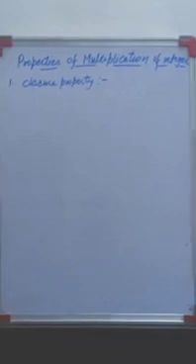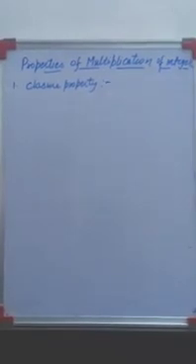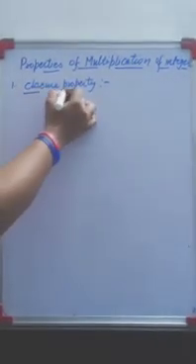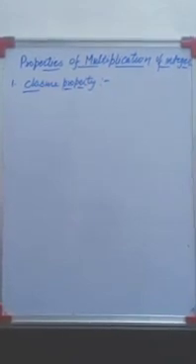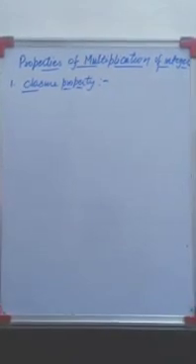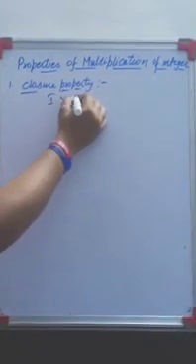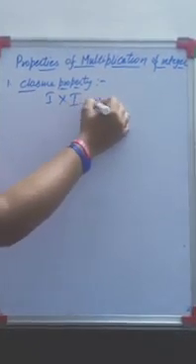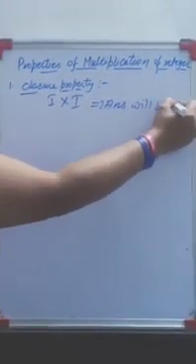In our last video I told you how to multiply integers and what the rules for the multiplication of integers are. Now next are the properties. The first property is the closure property. The closure property says that whenever you multiply two integers, the answer will be an integer also.